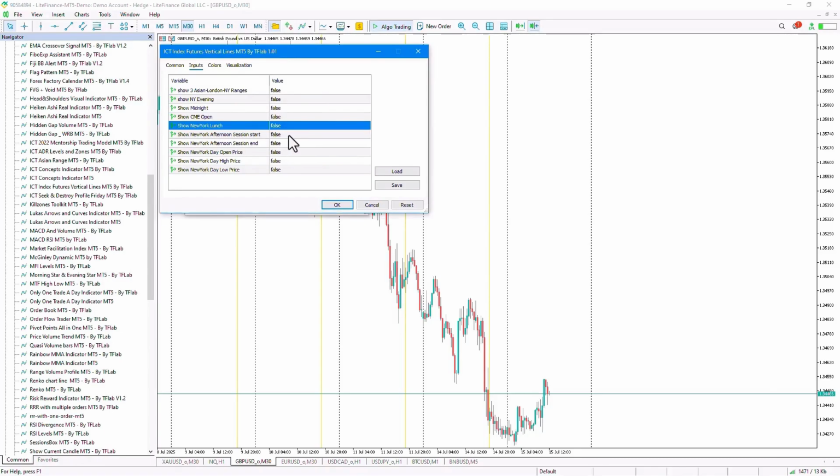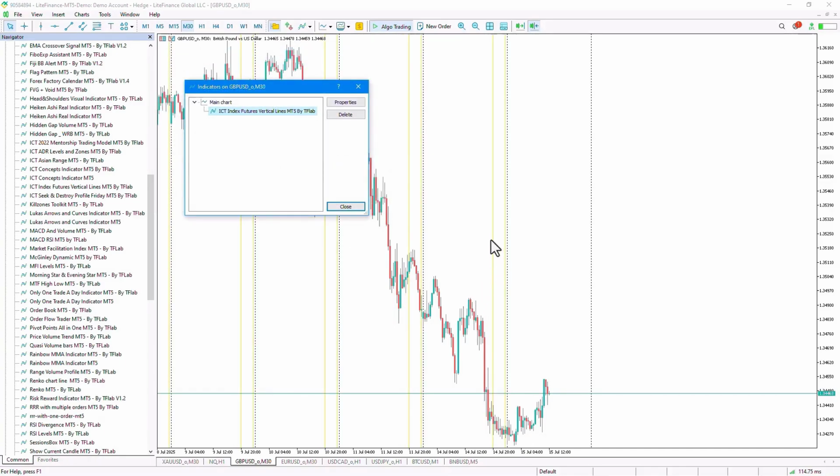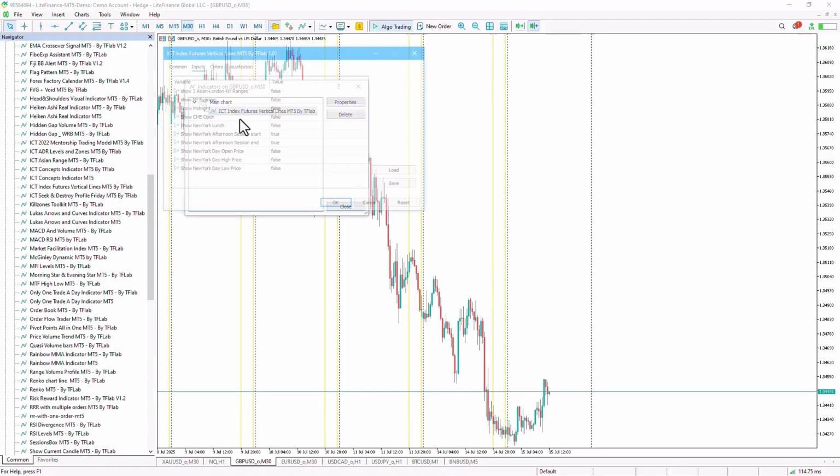We can also enable or disable the start and end times of the New York afternoon session. By enabling these two options, it will draw vertical lines to indicate the start and end of the New York afternoon session for us.